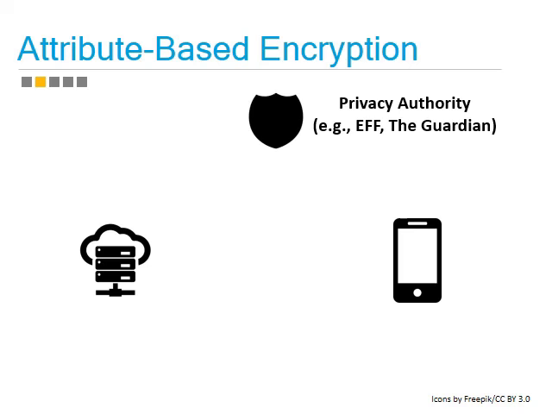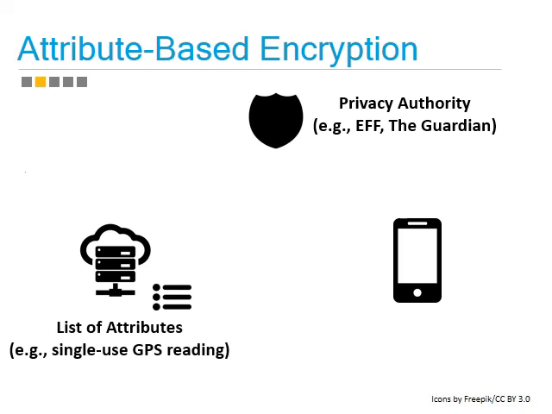So you might wonder, who is this privacy authority? Well, we can imagine an organization like the EFF or the Guardian, or some sort of a third party whose goal is to keep a record of the promises the cloud makes. The cloud now has a list of attributes, such as, yes, we're going to offer the ability to only use a GPS reading once and only for Bing Maps, or yes, we're not going to store your credit card numbers.